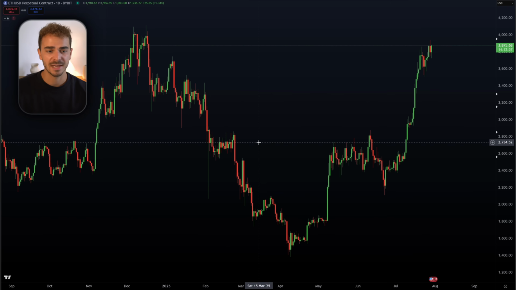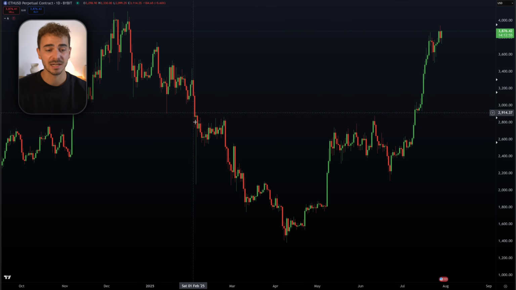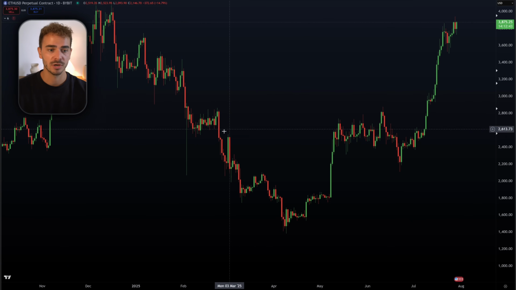Now let's have a look at how Ethereum moves just a little bit different. What you can see is that sometimes it's stuck in a range for days, sometimes even weeks. Then it is doing a breakout, and more often than not, a very violent breakout with a lot of follow through. So let's have a look at this right here.